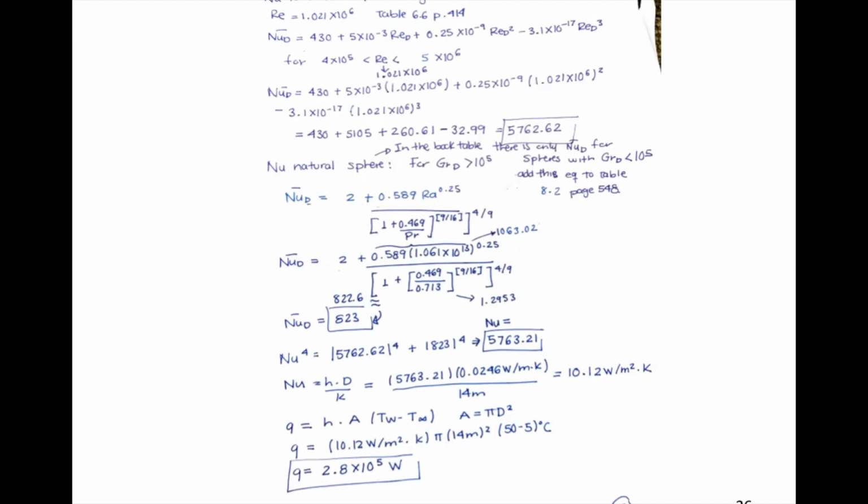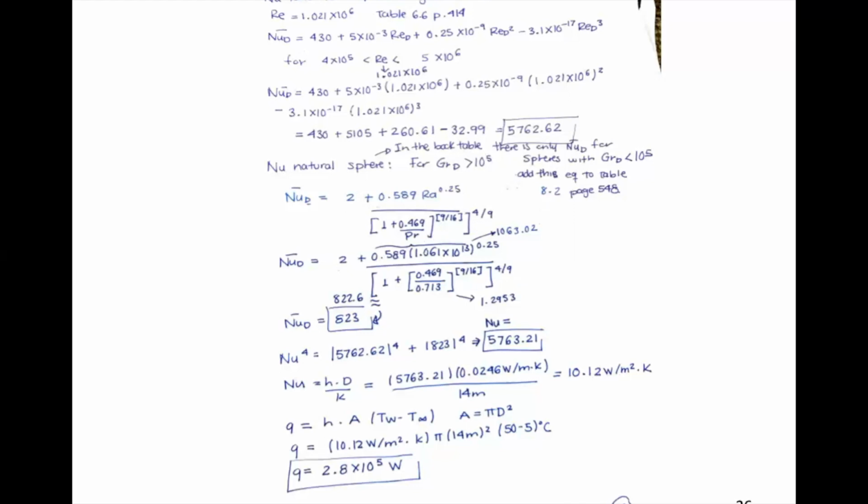Now I need the Nusselt natural, right, to add them in our combined Nusselt equation. So we go and look for the Nusselt natural for a sphere. And in the table, there's only a Nusselt for a sphere with Grashof less than 10 to the 5. So we need to add an equation that allows us to use Grashof bigger than 10 to the 5. And this equation is this one. So if you want to add it to your table, please, for a sphere for Grashof bigger than 10 to the 5. This equation is not there for natural convection for a sphere, so please add it.